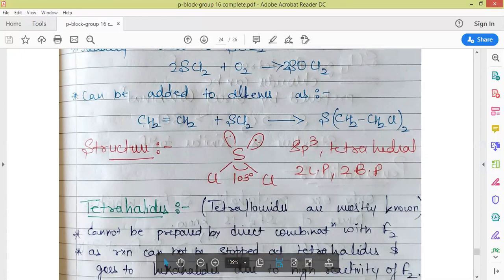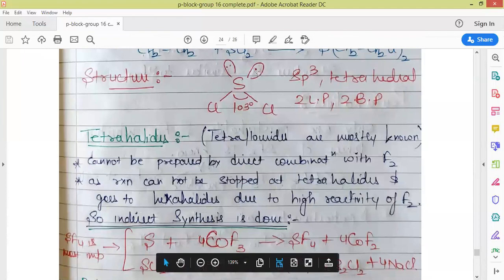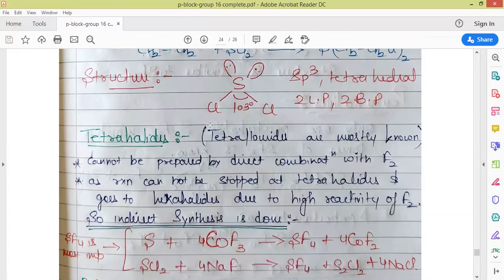So the structure and hybridizations are very important. I have already mentioned to you, for halides also, these are very important. So you should know the hybridization, shape, geometry, number of lone pairs, bond angle, etc. for all these molecules which we are discussing.